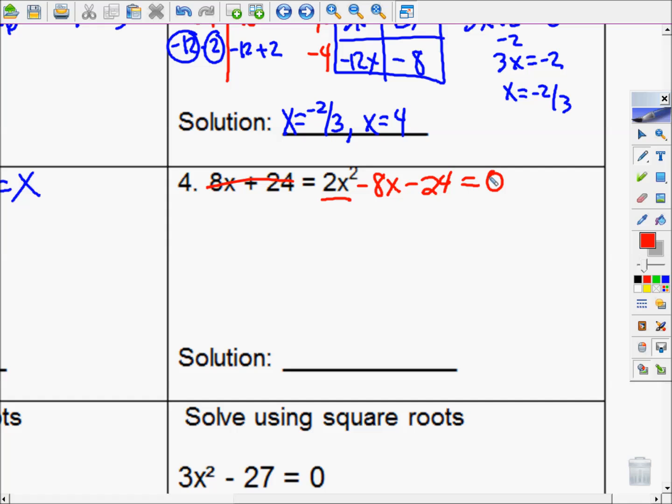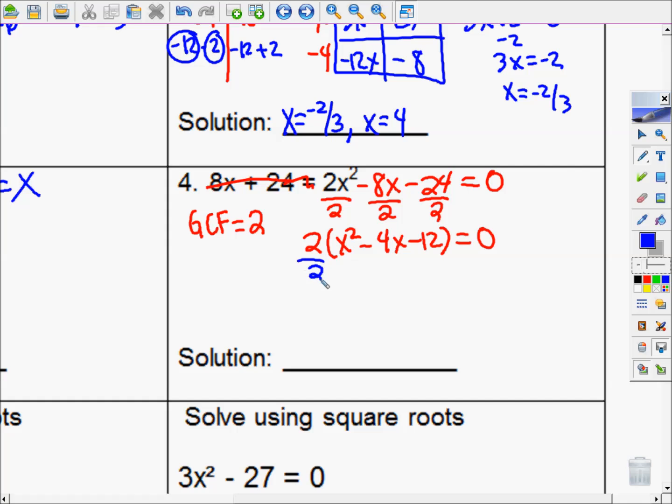Alright, now we talked about what? GCF. And what is my GCF? 2. Okay, so my GCF is 2, so I'm going to factor out 2. When I factor out 2, I'm left with what? Well, I need to get rid of that 2. How can I move it to the other side? I'm going to divide by 2. But what happens when I divide by this 2? 0 divided by 2 is 0.